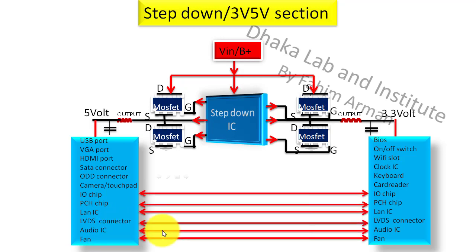So here we can see that both 3.3 volt and 5 volt are necessary for these sections, and these sections require 3.3 volt or 5 volt: IO chip, PCH chip, LAN IC, LVDS connector, audio IC, or fan. For these sections both 3.3 volt and 5 volt are required.